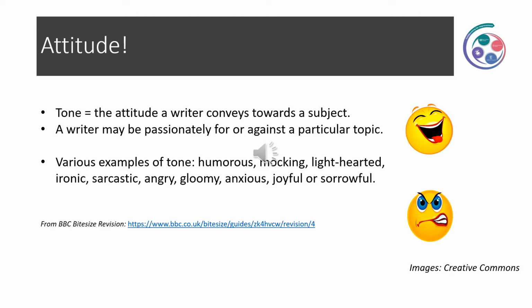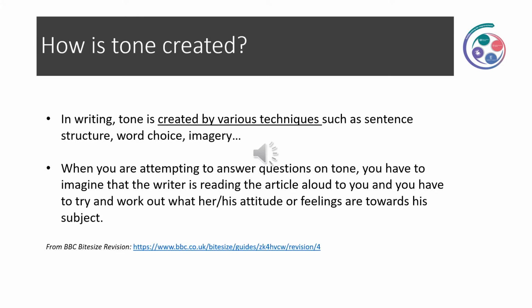In writing, tone is the attitude a writer conveys towards a subject, and a writer might be passionately for or against a particular topic. There are lots of different examples of tone, and I've listed some of them here. We're all familiar with tone of voice and probably use it deliberately for various purposes. In writing, tone is created by various techniques, for example, sentence structure, word choice, imagery. Hopefully you're familiar with all of these.